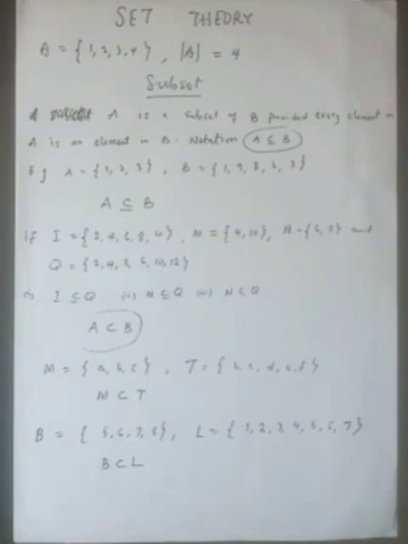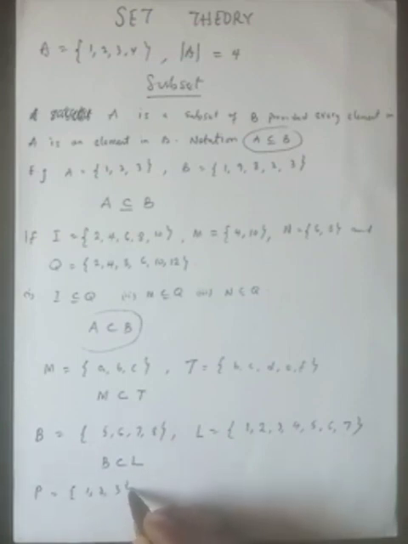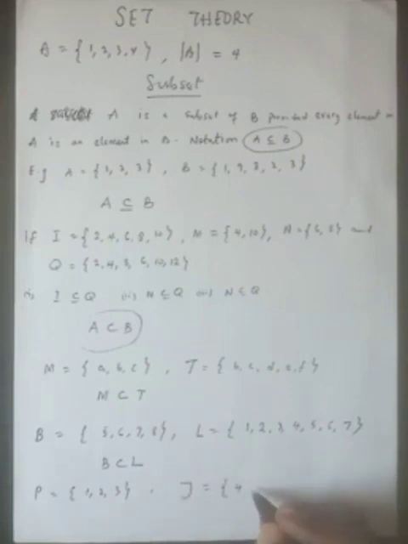Now on a final note, suppose we have set P equals to 1, 2, 3, and set J is equal to 4, 5, 6, 7, 8. Now, what we want to discuss with this question is also to check whether P is a subset of J or whether P is a proper subset of J. So when the two sets here are compared, we're going to observe that they have nothing in common.